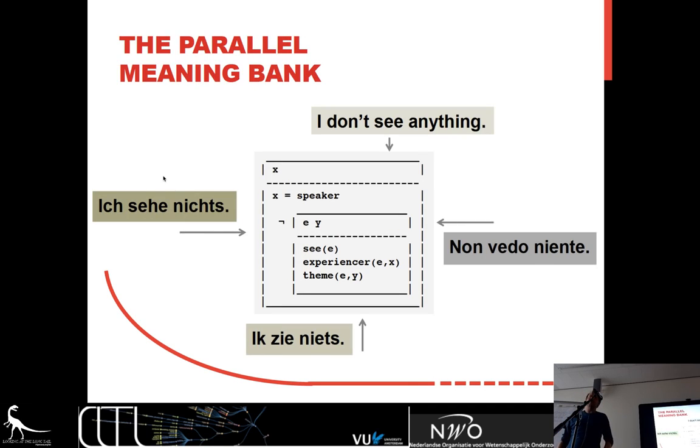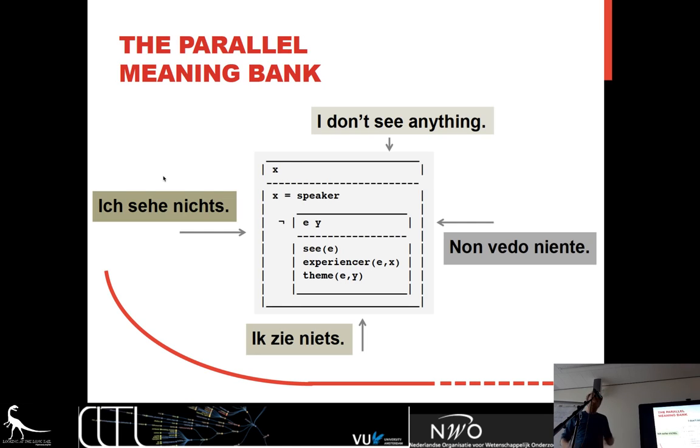So the parallel meaning bank, I'll say a little bit about that. That's new. We haven't done that yet. The idea is really nice, I think. If you look at translations, in 4 languages, English, German, Italian, and Dutch, and if these are really good translations, and translations are meaning preserving, then they should have more or less the same meaning representation, whatever the meaning representation is. So that's the idea of the parallel meaning bank.